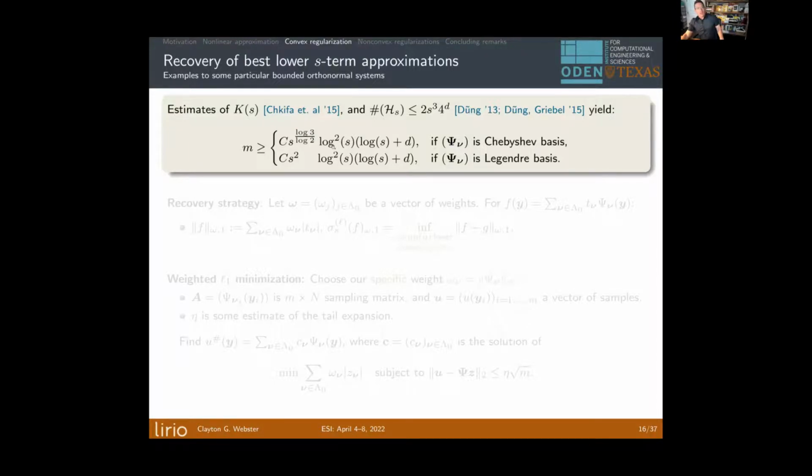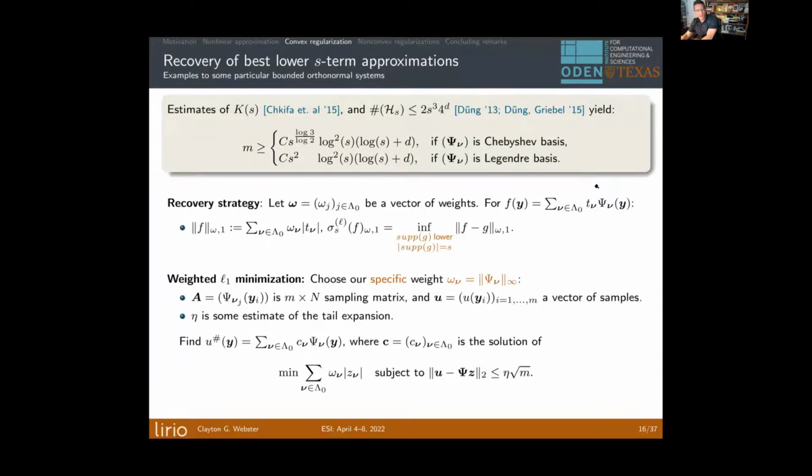And then we still maintain this log squared term, but we also pull out a log S plus D. In other words, the number of samples now depends, of course, up to a constant, linearly on dimension D. And even in the case with Legendre, even though we get a growth of S squared, we still maintain the same log factors. Okay, now the strategy itself, remember, I focused at this point only on complex valued functions.